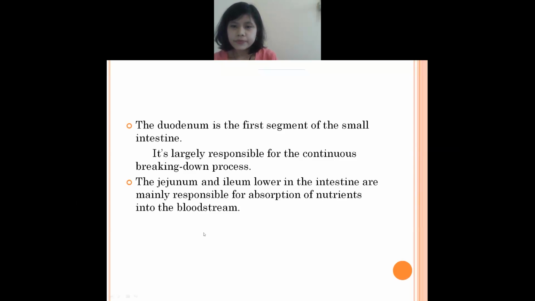Any doubts in small intestine? Yes, any doubts in small intestine?